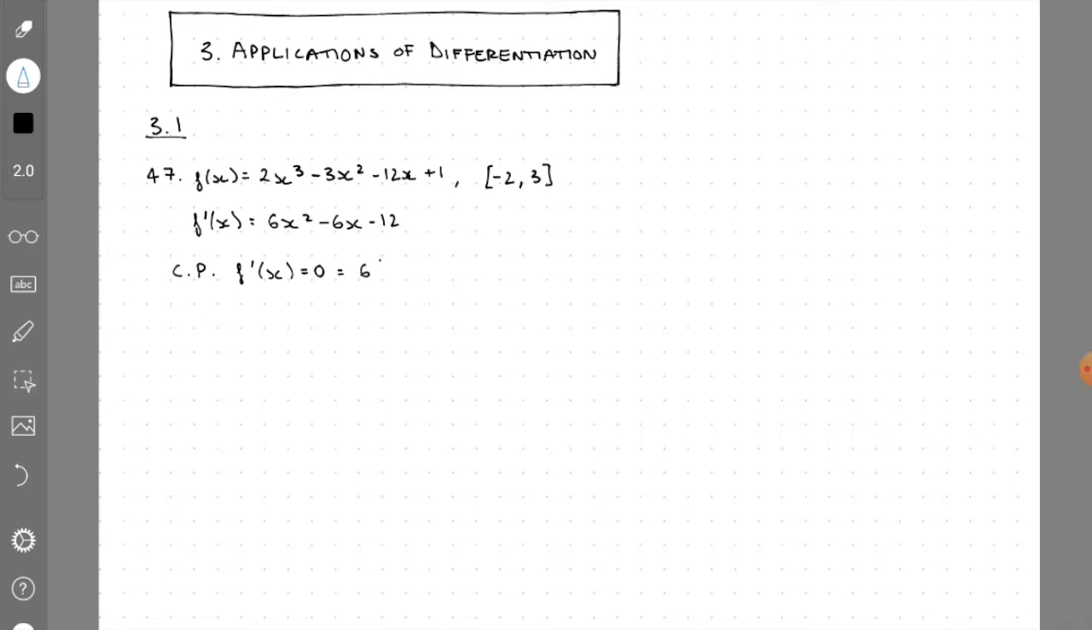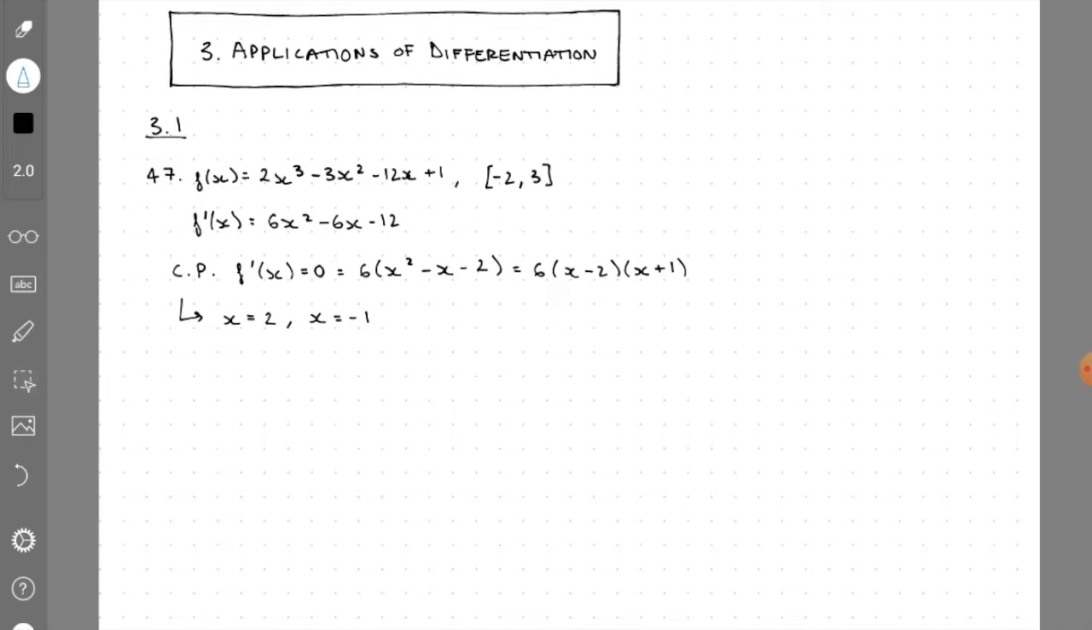So notice we can take 1/6 out. We can factor it, so it's going to get this expression right here. And notice again that we can factor this as (x minus 2)(x plus 1). That's going to be equal to 0, right? So we can see that the critical points are going to be x equals 2 and x equals -1.